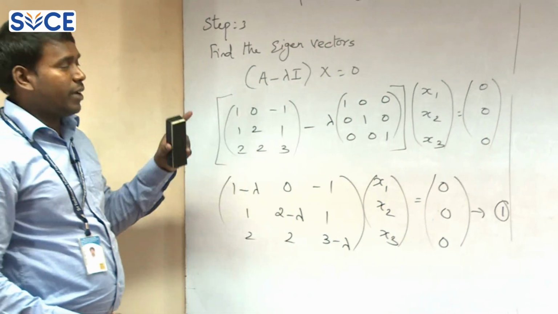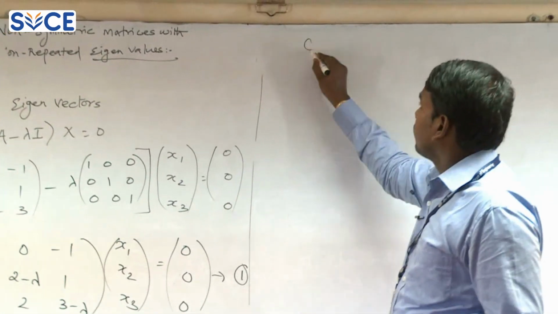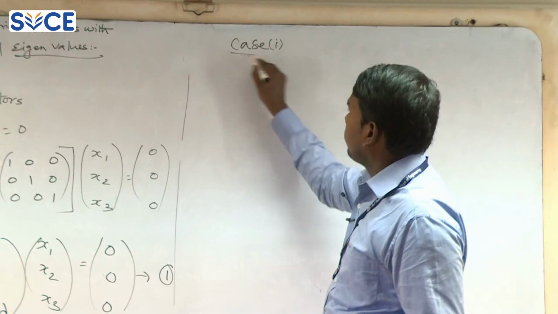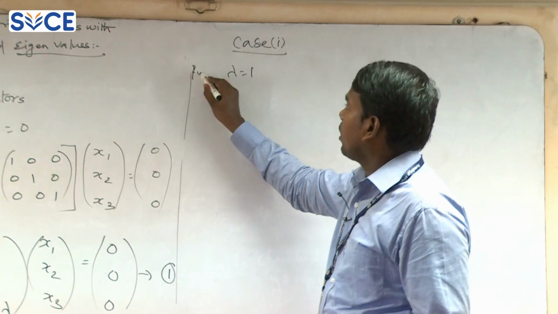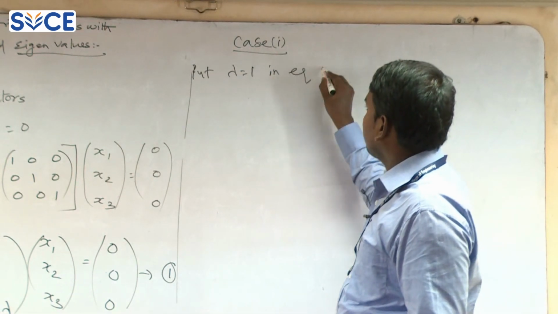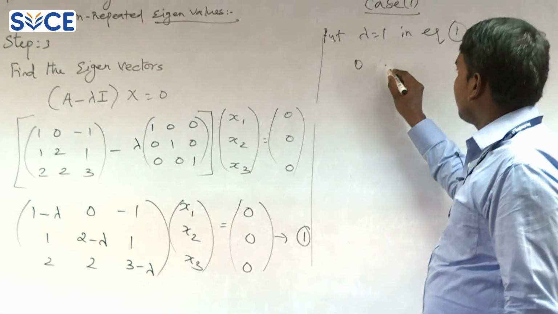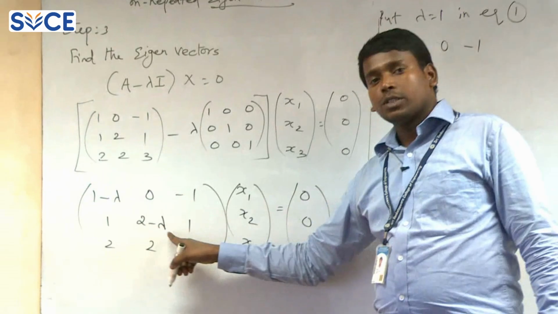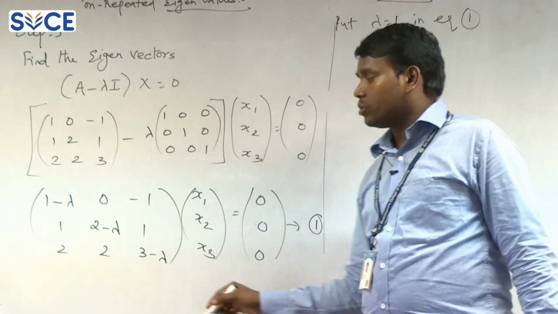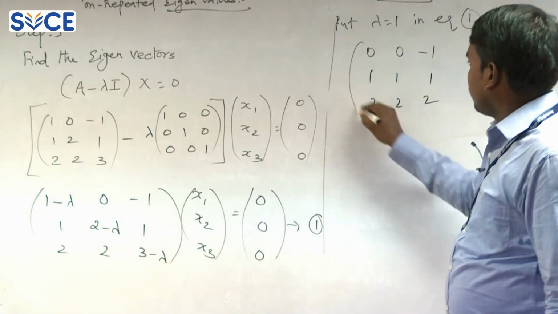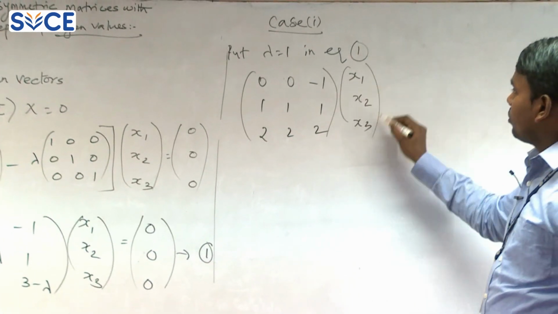Now case 1, since you have 3 eigenvalues, the first eigenvector. The first eigenvalue is lambda equal to 1, so put lambda equal to 1 in equation 1. 1 minus 1 is 0, 0, 0, minus 1. Here lambda equal to 1, 2 minus 1 is 1, so 1 1 1. Here 3 minus 1 is 2, so 2 2 2, into x1 x2 x3 equal to 0.